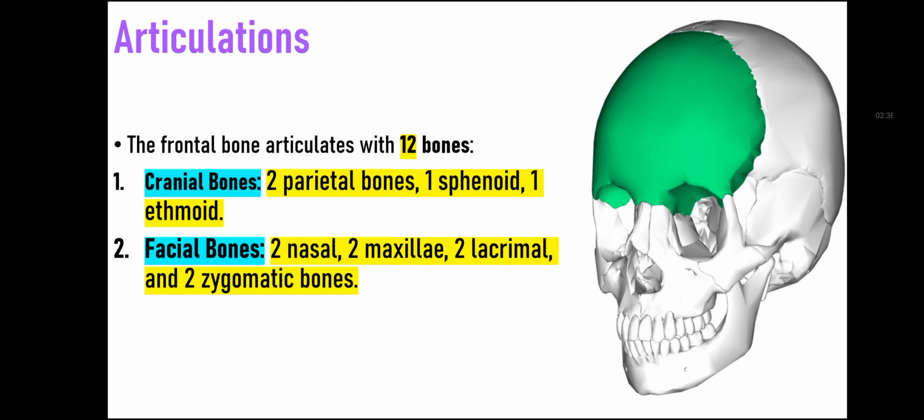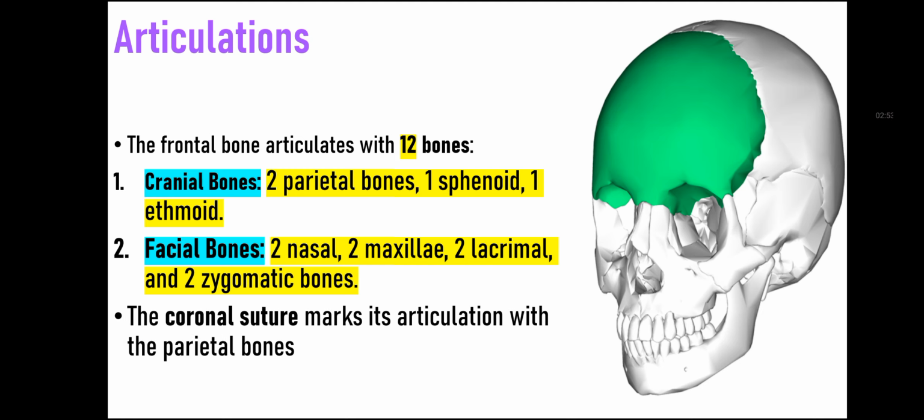So we will revise it. The articulations of frontal bone are with the two parietal bones, one sphenoid bone, and one ethmoid bone. And then it has articulation with two nasal bones, two maxillae, two lacrimal, and two zygomatic bones. The coronal suture marks its articulation with the parietal bone and is a very important suture.